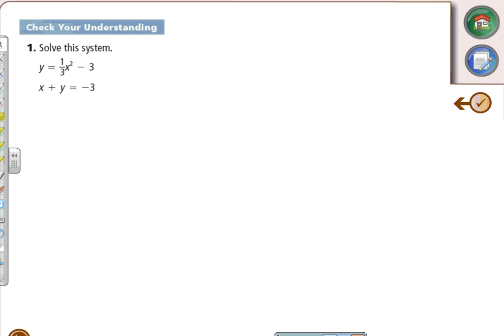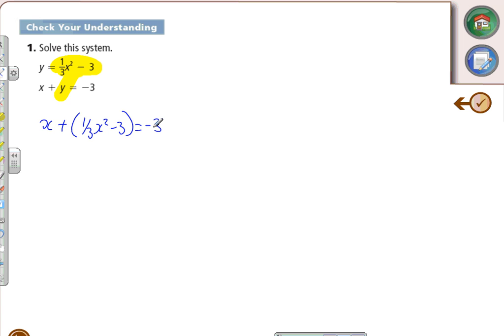All right, so solve this system. We've got a quadratic and we've got a linear. Well, isolate one of the variables. Oh, the y is already isolated on this one. So I'm just going to substitute the quadratic into the linear this time. Whichever one has the variable isolated is easier to work with. So then we get x plus 1/3 x squared minus 3 equals negative 3.